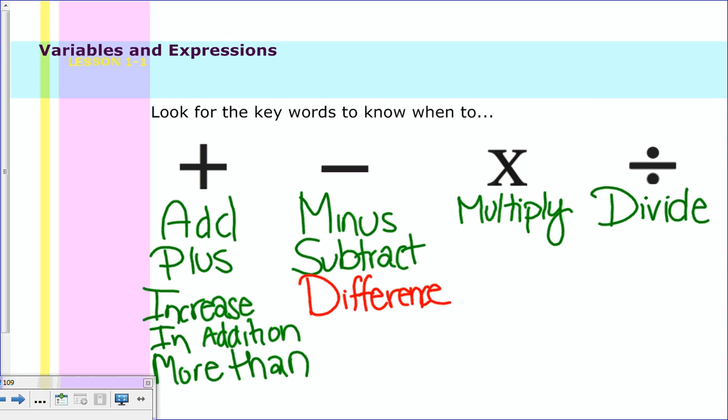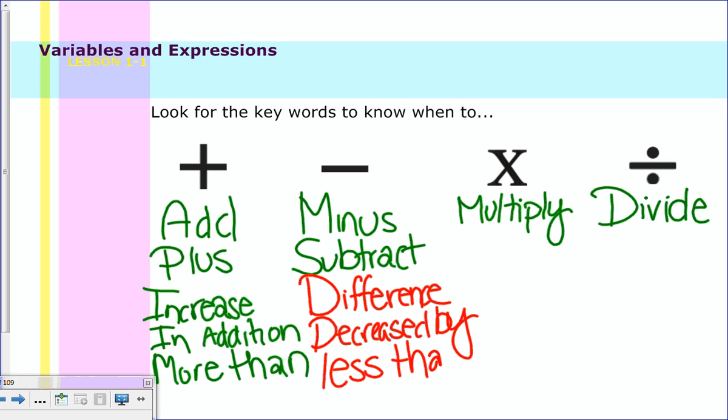Let's see, what else is there? Decreased by. There's a decrease. And of course, there is less than. All those mean to subtract.